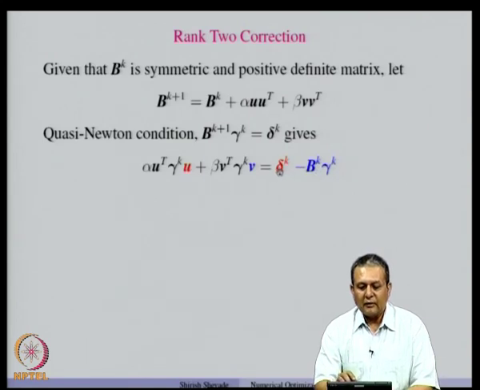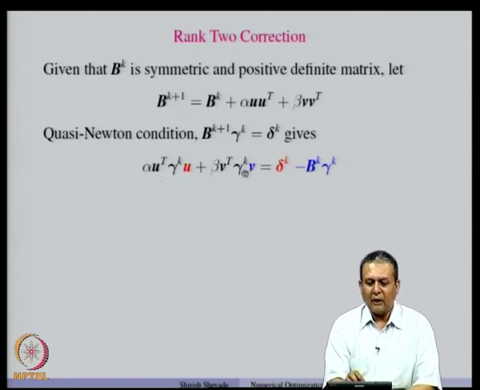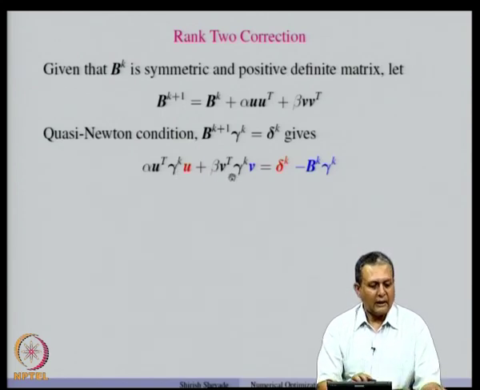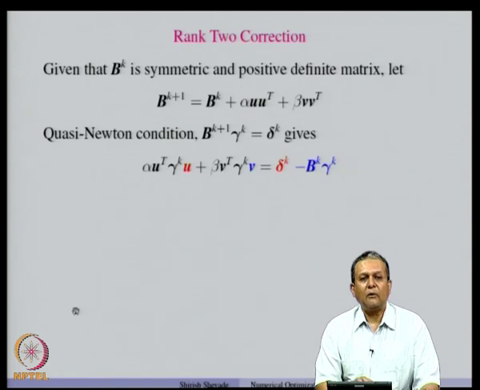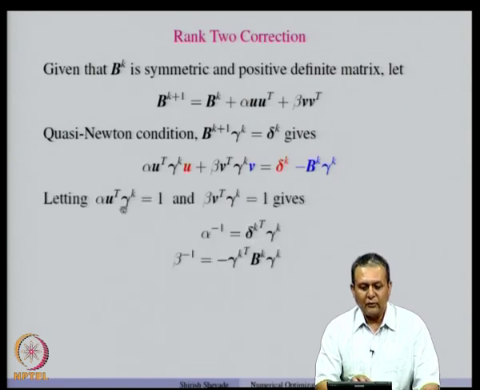So, let us equate u to delta_k and v to minus B_k gamma_k. Then naturally the multipliers of u and v have to be 1, because the multipliers of delta_k and minus B_k gamma_k are 1 on the right side. Therefore, these quantities become 1, and this gives us one of the choices of alpha, beta, u and v. If we use u to be delta_k, v to be minus B_k gamma_k, and let alpha u transpose gamma_k be 1 and beta v transpose gamma_k be 1, then we get alpha to be 1 over delta_k transpose gamma_k, and beta to be minus 1 over gamma_k transpose B_k gamma_k.